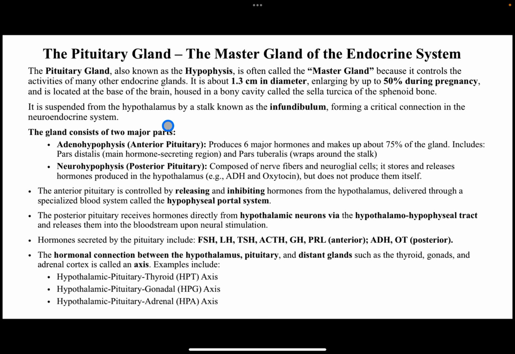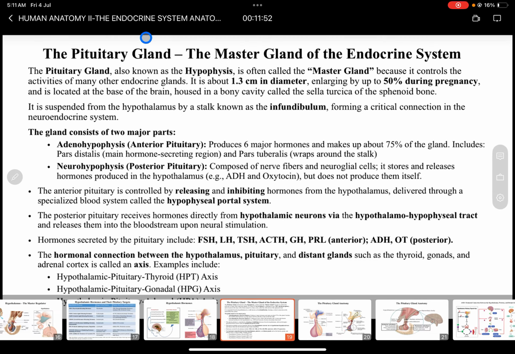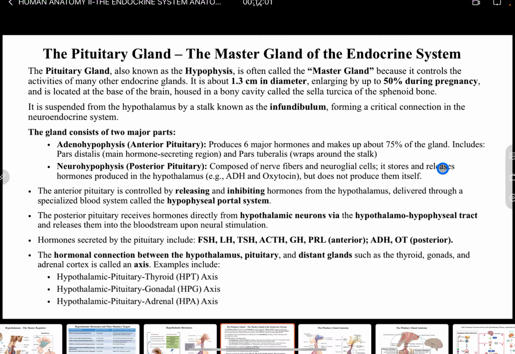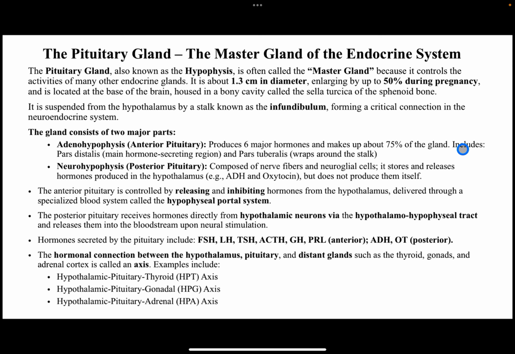Is that okay? Good. This part of the pituitary gland, the posterior pituitary, is the smallest. The anterior pituitary produces 6 major hormones and makes up 75% of the pituitary gland. So that should tell you, looking at the whole pituitary gland, the anterior pituitary is the largest. It makes up 75% of the gland. Is that okay? Good. So the gland also has 2 parts: the main hormone secretory region.